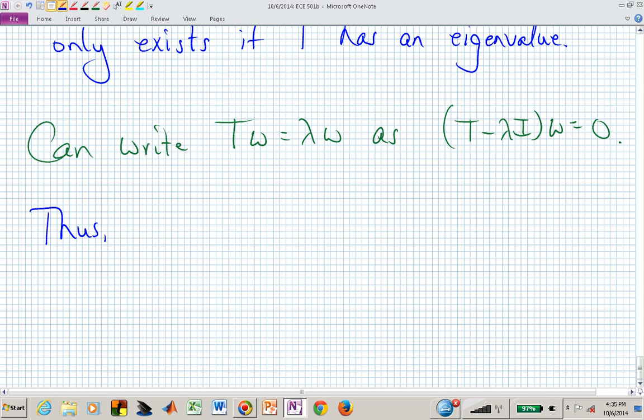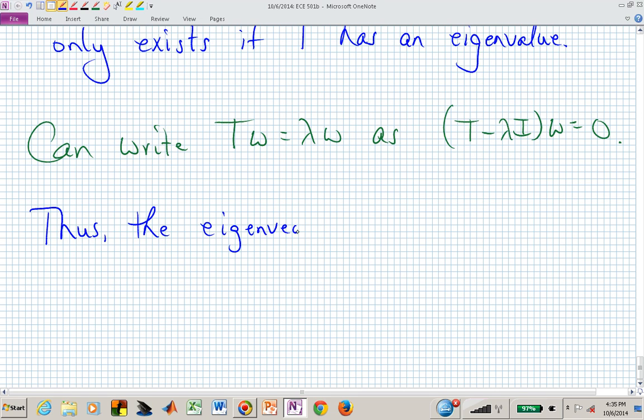Now, we've seen equations like this, some operator times a vector equaling W. Where does that vector live? In the null space of that operator. Thus, W here is our eigenvector.